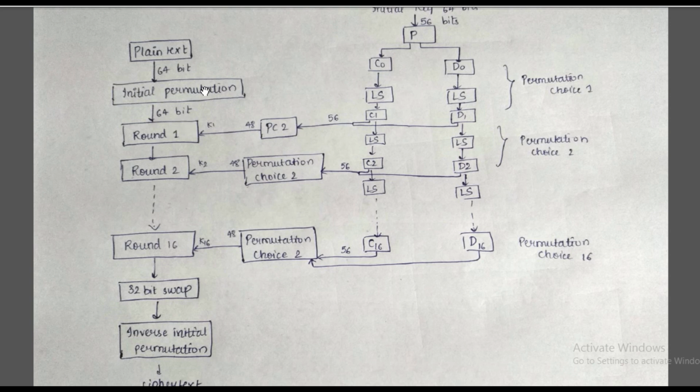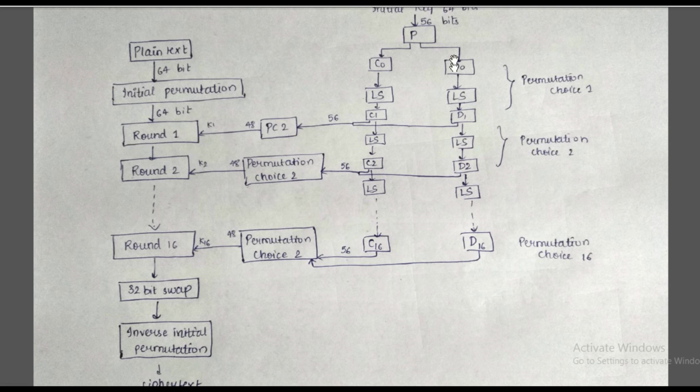After doing the initial permutation we give the 64 bits which we get to round 1, and then we give the output of this to round 2, and so on, and then we complete the 16 Feistel rounds, after which we perform the 32-bit swap, and then we perform the inverse initial permutation to get the ciphertext.